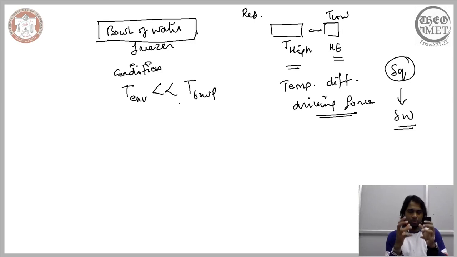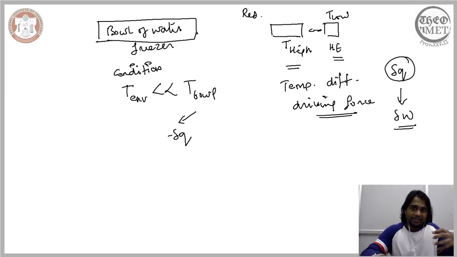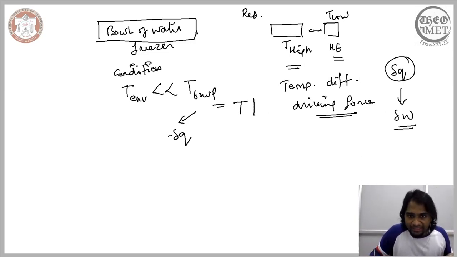So when you want to freeze a bowl of water, you are placing this bowl of water into a freezer, and the freezer is nothing but an environment wherein the temperature is significantly lower than that of the bowl of water. So essentially, because of this temperature difference, the heat is removed from the bowl of water. When the heat is removed from the bowl of water, the temperature within the bowl of water decreases.